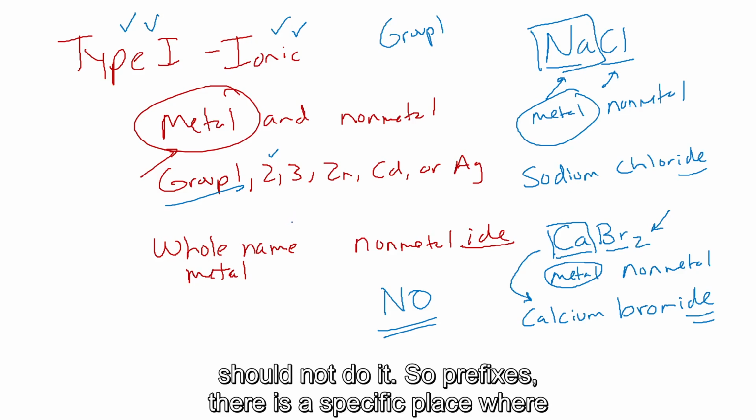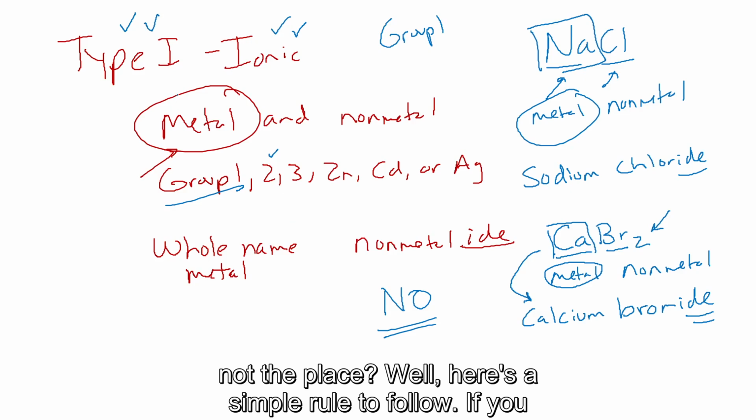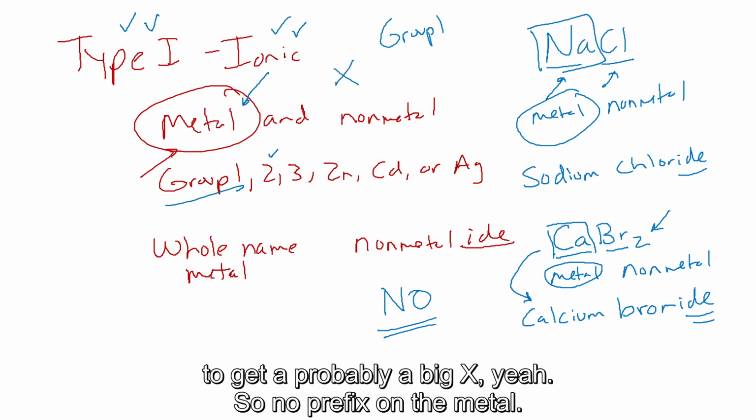So prefixes, there's a specific place where you use them, and this is not the place. How do you know it's not the place? Well, here's a simple rule to follow. If you've got a metal, you should not be using a prefix unless you would like to get a big X. So no prefix on the metal.